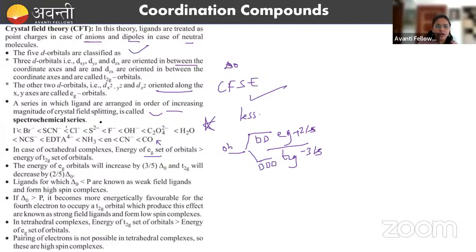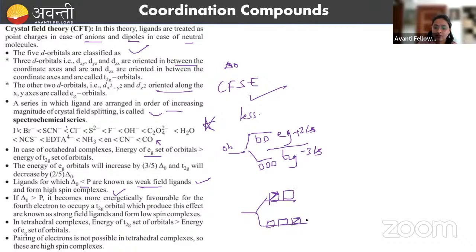For strong field ligand and weak field ligand, what is the case? For weak field ligand, delta 0 is less than P, and for strong field ligand, delta 0 is greater than P. That is, if the ligand is weak field, then it shows a high spin complex. What is the meaning of high spin complex? See, here we have drawn it this way: 1, 2 and 3, and this is 1 and 2.